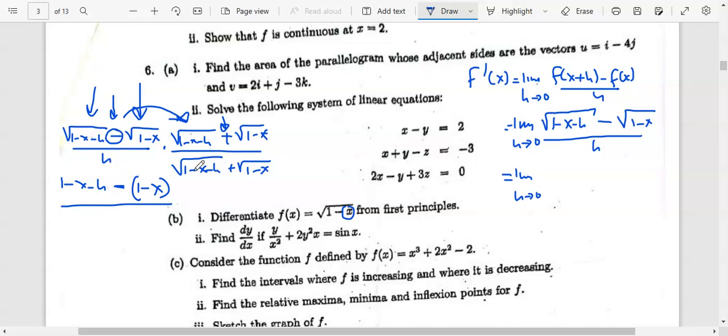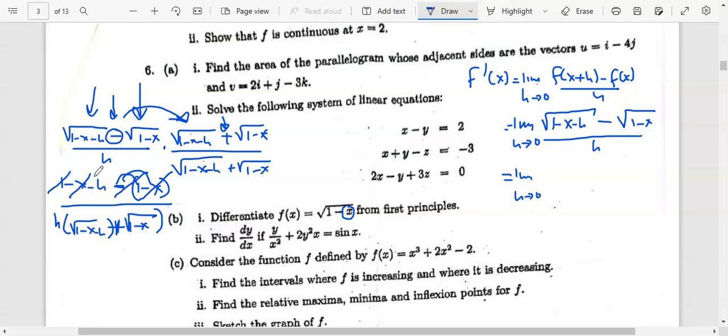And then the denominator we have, h will multiply with the square root there. So that will be h times square root of 1 minus x minus h. This was supposed to be plus square root of 1 minus x, like that. So if I distribute a negative, this will be negative 1. It will cancel with this 1. If I distribute this negative, it will become positive x.